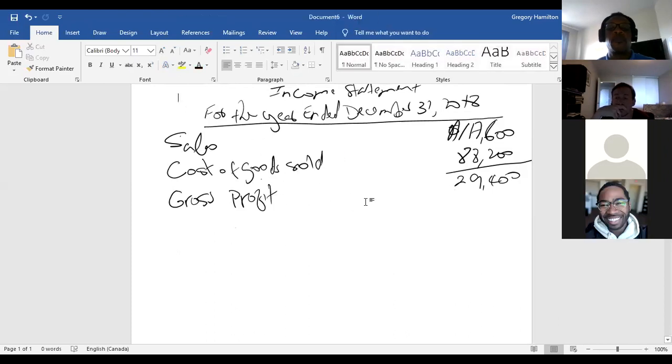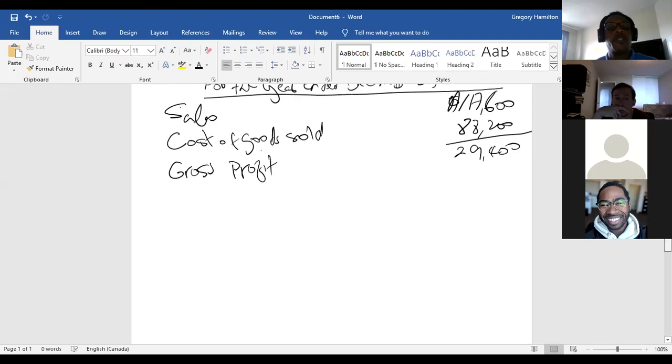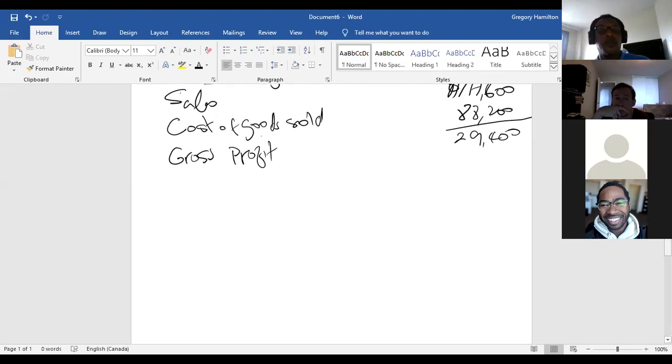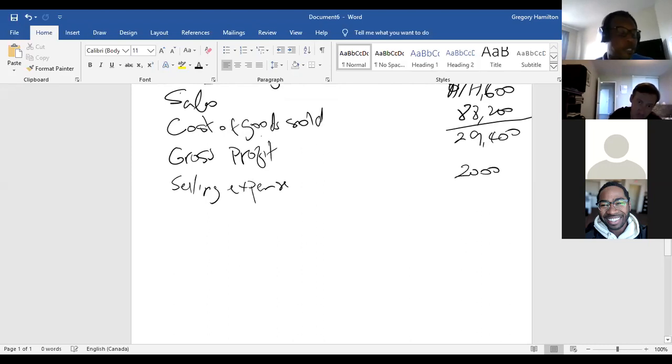Selling expenses. From which we will take selling expenses, yeah. And the loan. But we don't reach a loan yet, right? I'm gonna take selling expenses first. Selling expenses of 2,000. We're not yet at the loan.